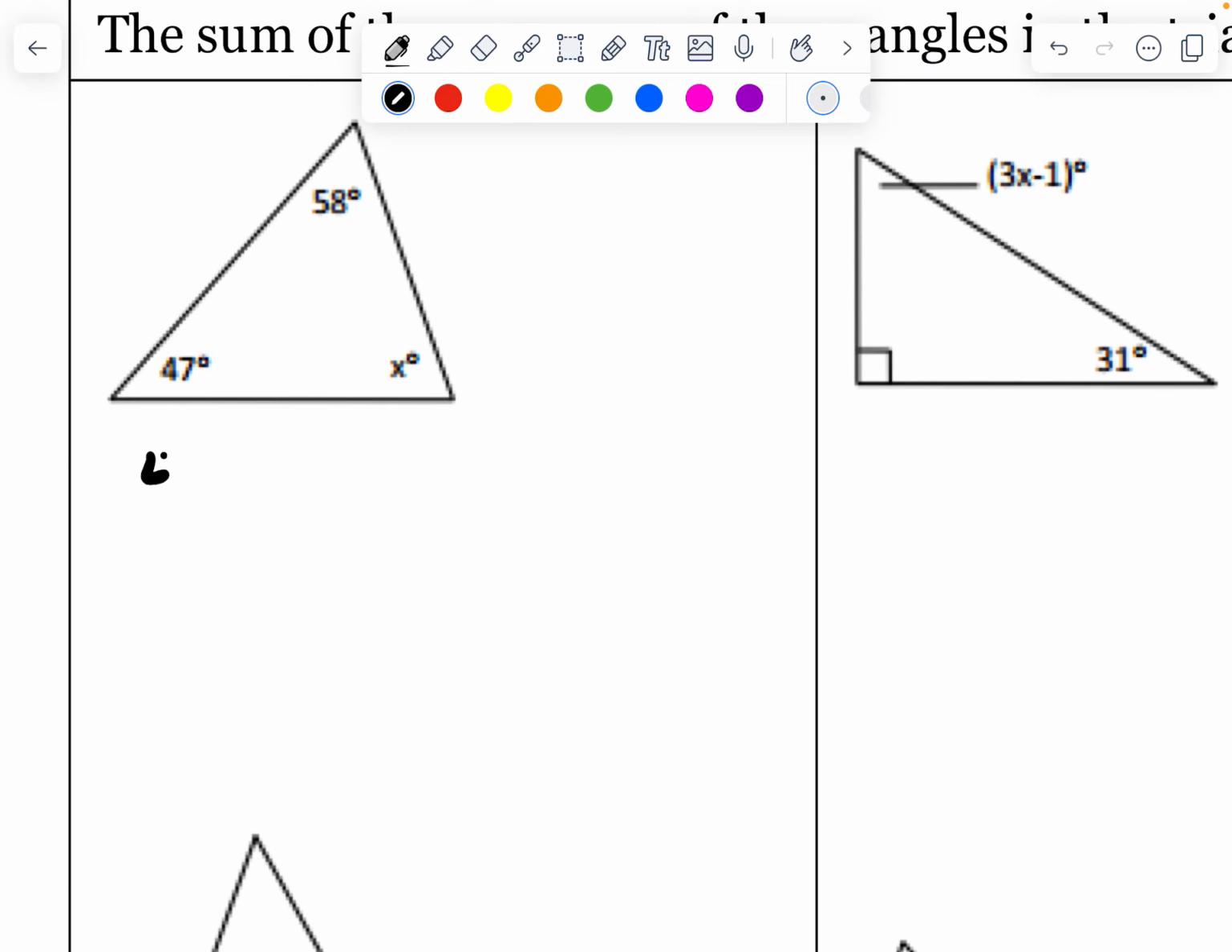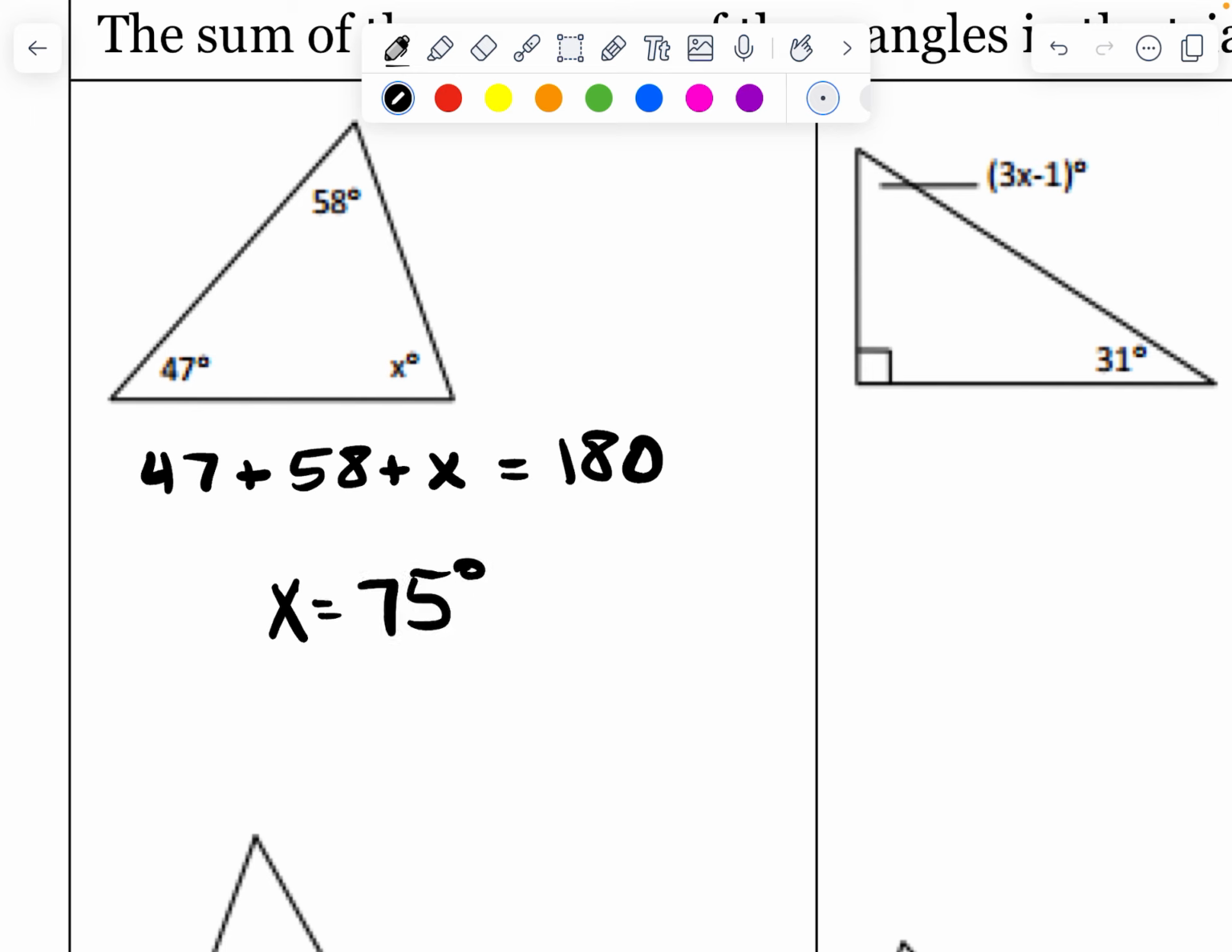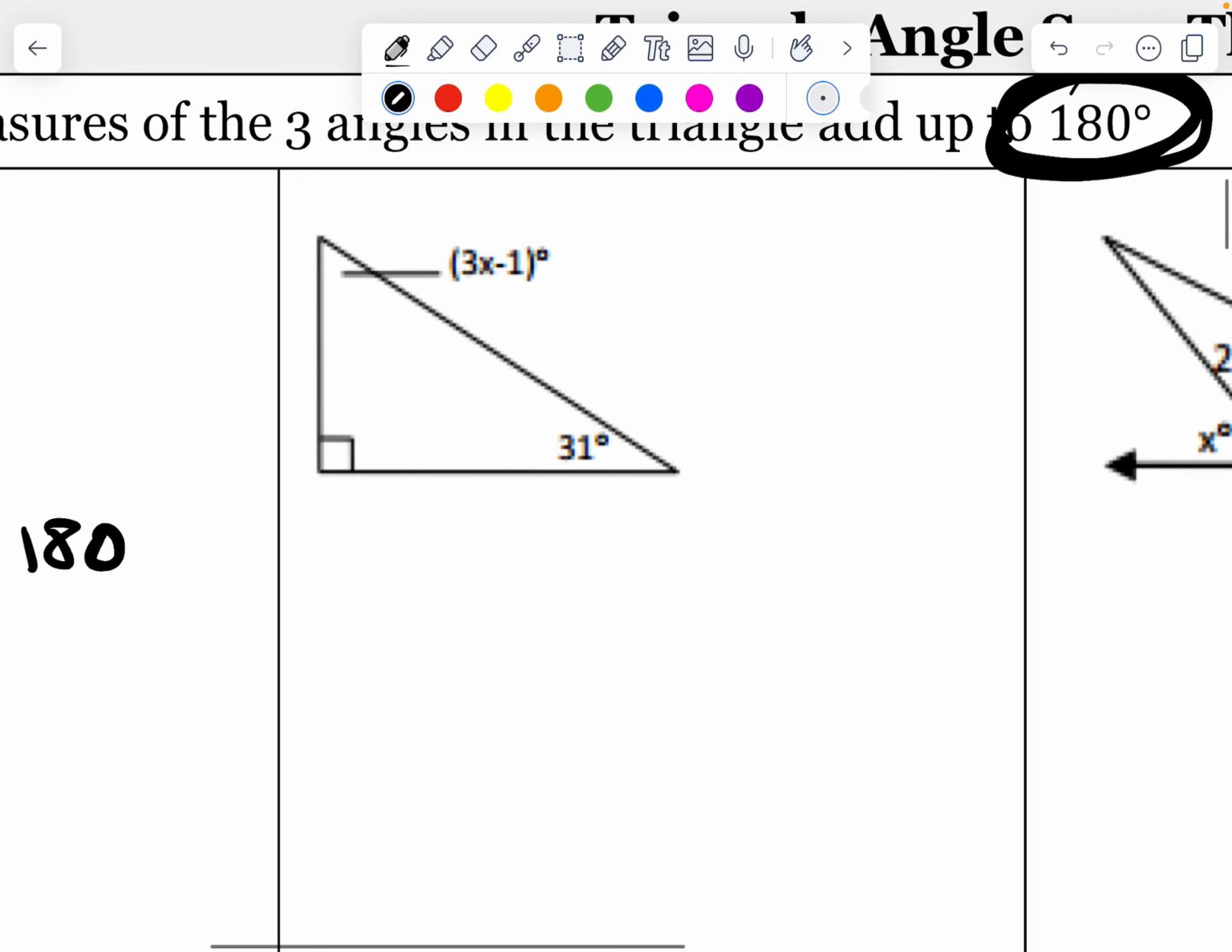All right, so we're going to find the missing angle here. So it's just 47 plus 58 plus x equals 180. So I'm just going to take my calculator, 180 minus 58 minus 47. X is 75 degrees.